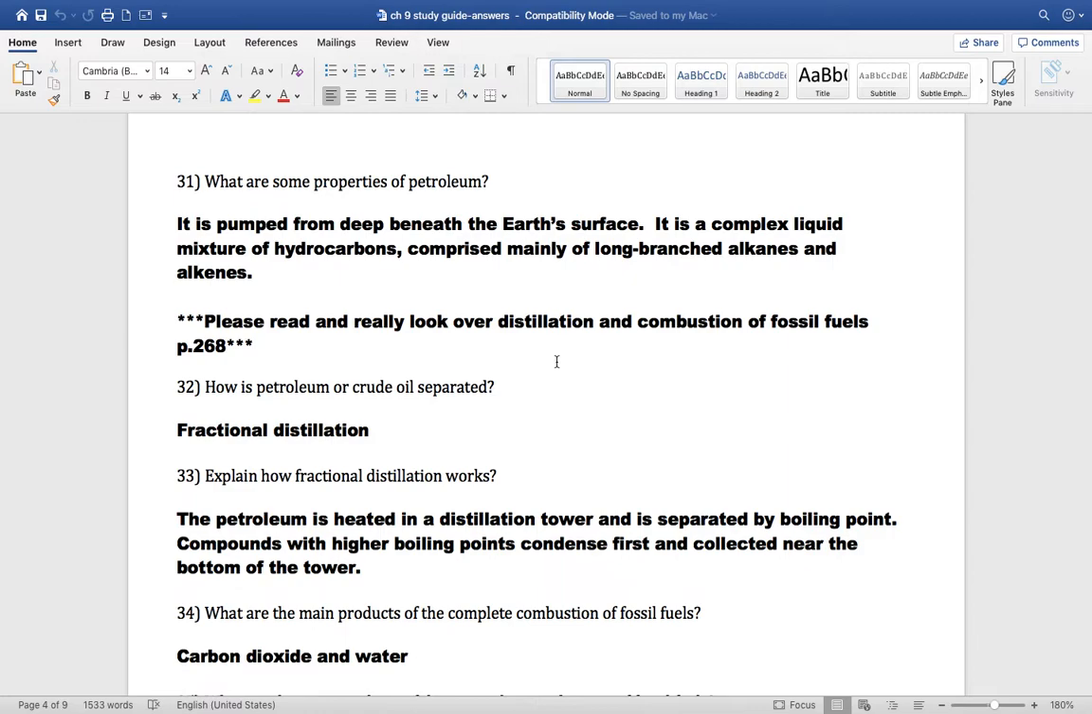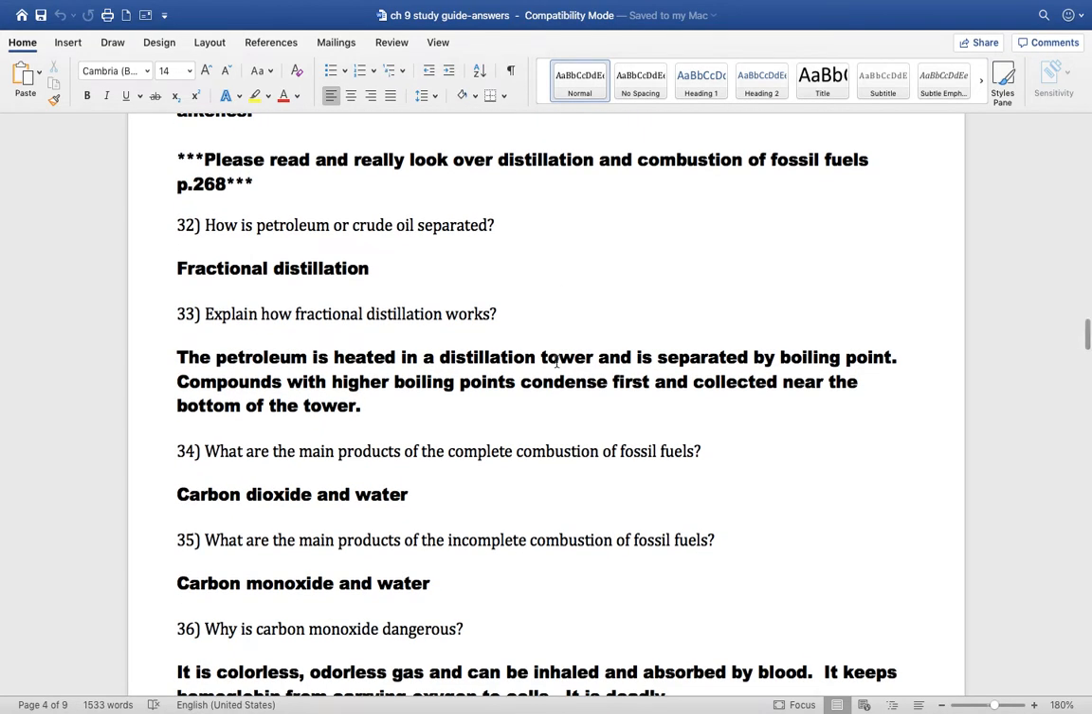Okay, and on page 268, there's a picture of the distillation, and please make sure you look over that. You've got to know the tower. How is petroleum or crude oil separated? Fractional distillation. On page 268, there's the tower, and what's happening is the petroleum is heated up in the distillation tower, and it goes over as crude oil. At first, the highest boiling point comes out, which is asphalt. Then the next boiling point comes out, and then the next one, and the next one, and it goes all the way up.